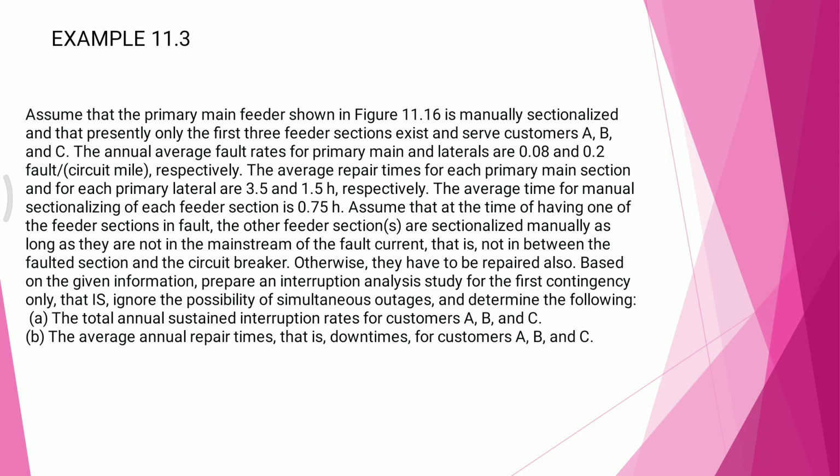Based on this given information, prepare an interruption analysis study for the first contingency only. They have asked to prepare an interruption analysis study for only the first contingency analysis, that is, ignore the possibilities of simultaneous outages and determine the following. First, determine the total annual sustained interruption rates for the customers A, B, C and the average annual repair times, that is, downtimes, for the customers A, B and C.